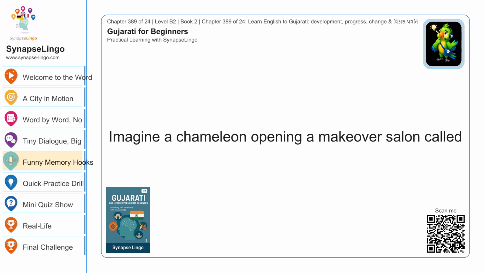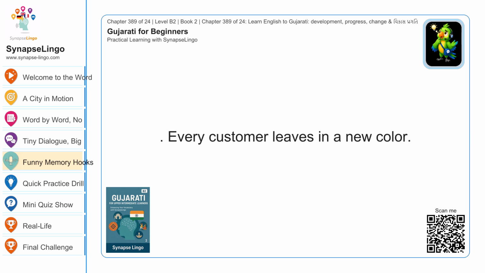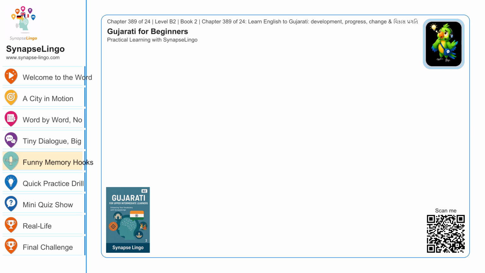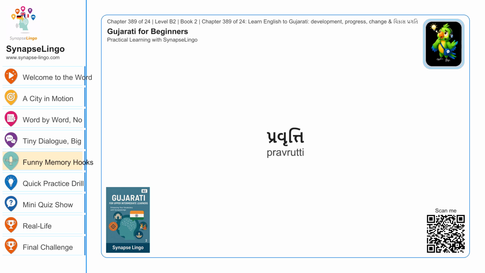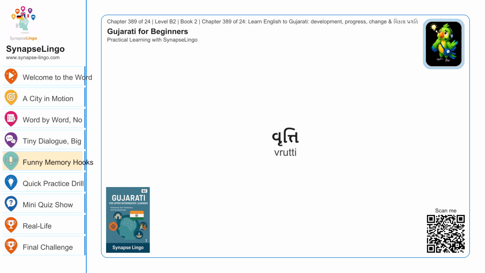Imagine a chameleon opening a makeover salon called ફેરફાર. Every customer leaves in a new color. Picture your room upside down, socks on the fan, spoon in the lamp, and total ઉથલ-પાથલ. Imagine a fashion magazine where every page screams blue shoes, blue hats, blue noodles. That widespread pattern is પ્રવૃત્તિ. Now picture a cat that always sits on your keyboard the second you start working. That repeated leaning is its વૃત્તિ.